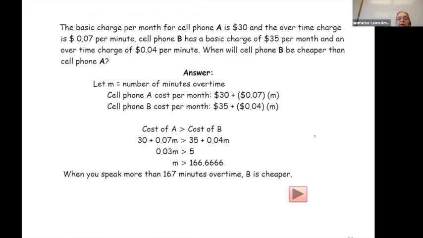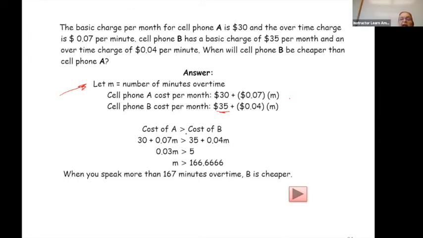Well, if we set up the amount that each costs, cell phone A's cost per month is going to be our basic charge of $30, and then the overtime charge is 7 cents per minute. So we have to specify something to stand for the overtime minutes. Logically, M would be a good choice. Okay, so M for minutes. So the cell phone A cost is $30 plus 0.07. Remember, cents has to be represented as $0.07 here because we're working in dollars throughout, times the number of minutes. Cell phone B then, a basic charge of $35, but 4 cents a minute.